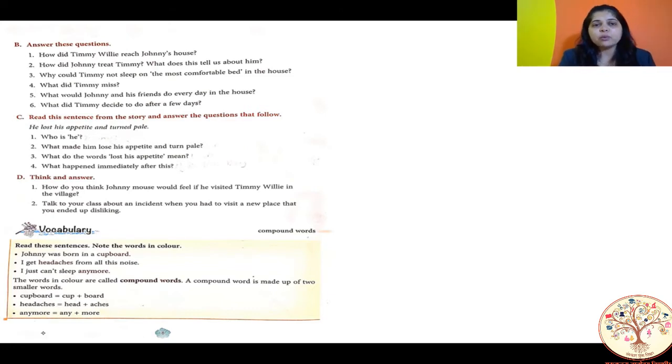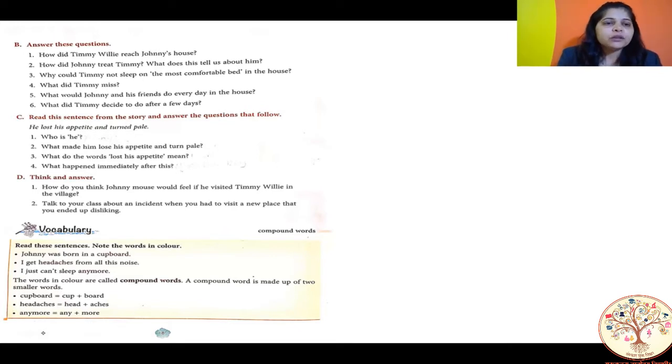तो नेक्स्ट पूछा, व्हाट डज दिस टेल अस अबाउट हिम? This tells us about Johnny's behavior, his attitude towards the new people. Okay, it shows the generosity of whom? Johnny. Clear? Why could Timmy not sleep on the most comfortable bed in the house? Because that bed is having the smell of cat. Johnny can sleep into that, but Timmy is a village mouse and he was able to smell that fragrance of cat in that sofa, because cat was also sitting on that sofa.